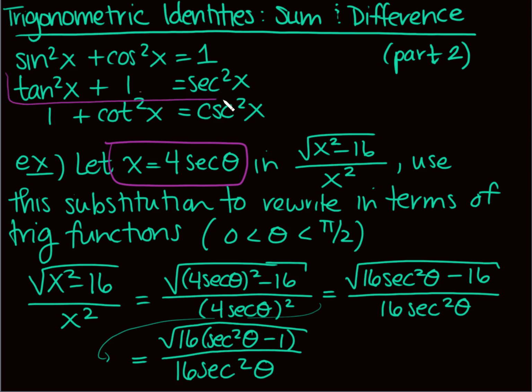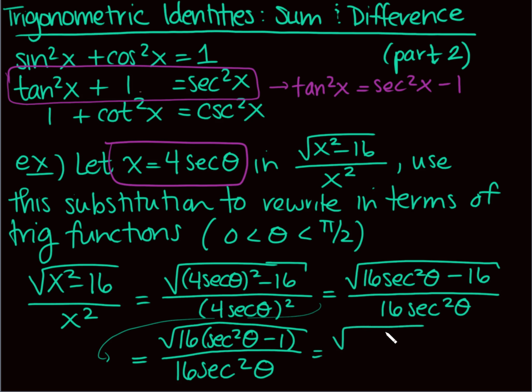If I look up here at my Pythagorean identities and solve this for tangent squared, notice that tangent squared is equal to secant squared minus 1. That's going to help a lot because it will get rid of our square root. So now I have the square root of 16 tangent squared of theta all over 16 secant squared theta. Now I'm going to need some more room, so let's go to a new layer here.